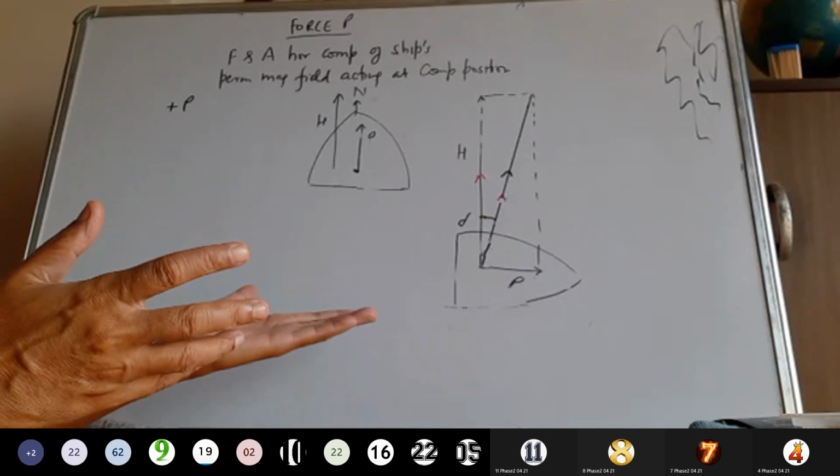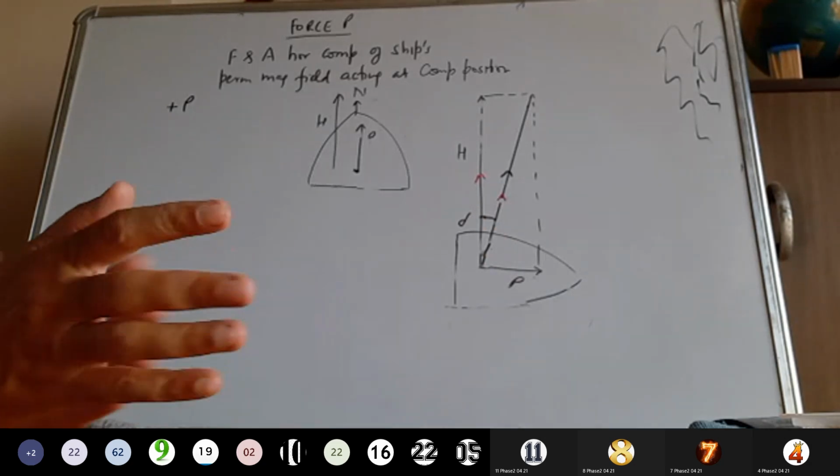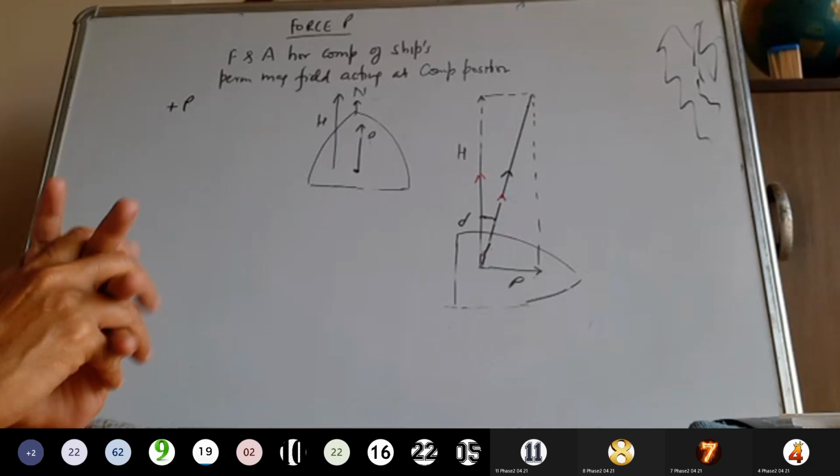Understand? And in this case, as you can see, the deviation will be easterly because the magnetic compass needle has been deflected towards the east. Is it clear?